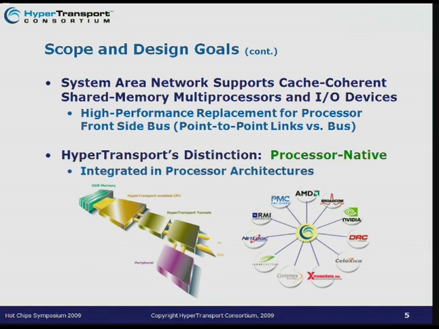Something that's almost unique in HyperTransport technology, although it's no longer the case, is that when it was initially designed, it was a processor native technology. It was not implemented in external silicon, but instead on the processor chip itself, and therefore it provided support for much better integrated access to different devices. It was integrated in processor architectures, not only in AMD processors, but also in other devices currently in the market.